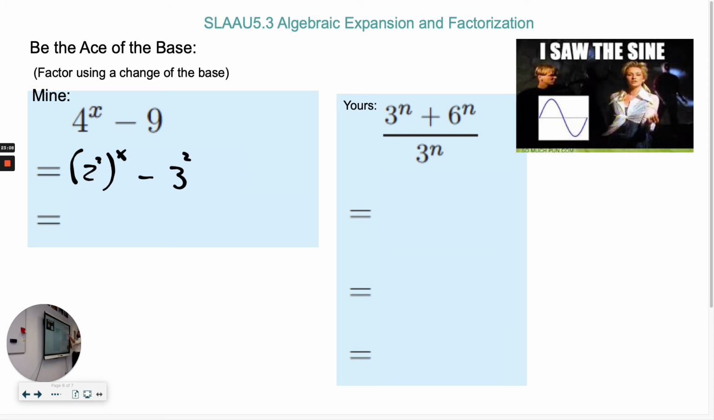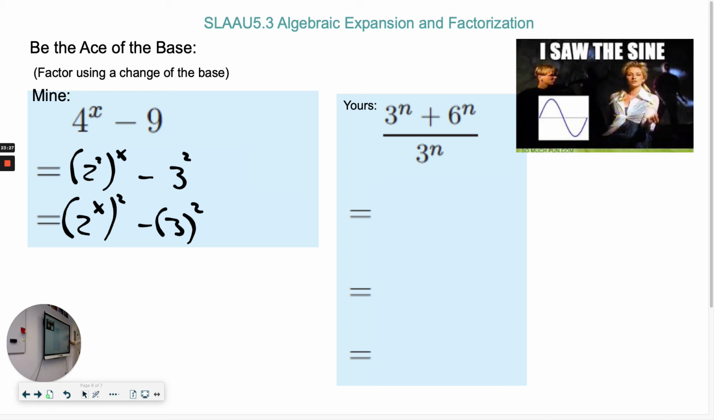So instead of calling it like this, I'm going to try to look at it like this. Instead of 2x, I'm going to call it x times 2, and therefore it's really 2 to the x squared minus 3 squared.